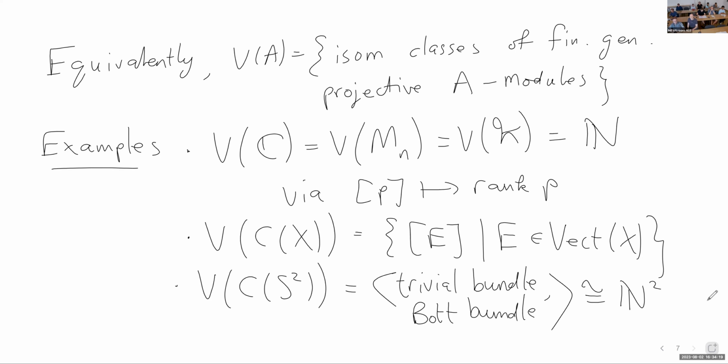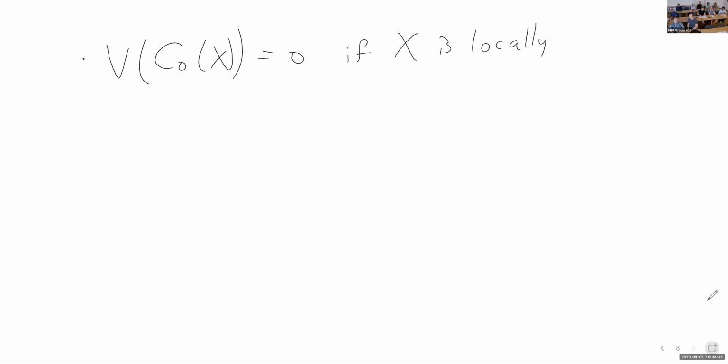Okay, right, now let's get to a locally compact algebra. So let's look at C0 of X. And the point I want to make is that it is just 0 if X is locally compact and connected.